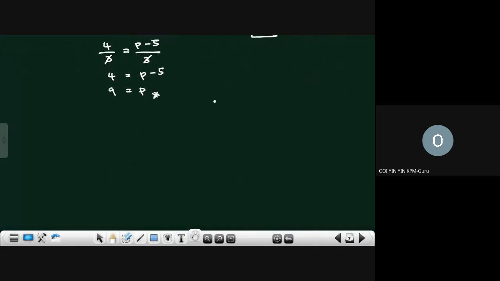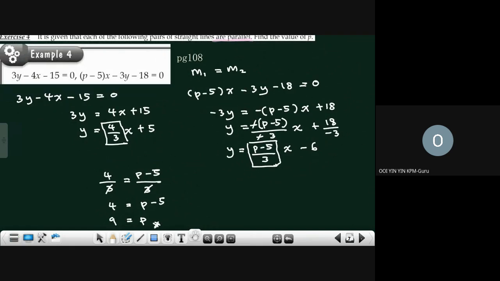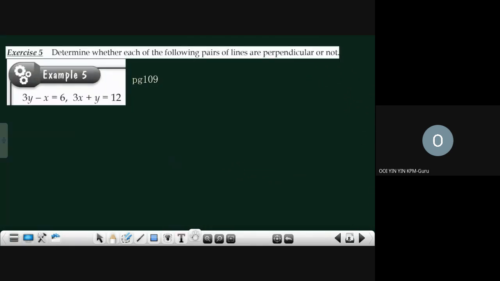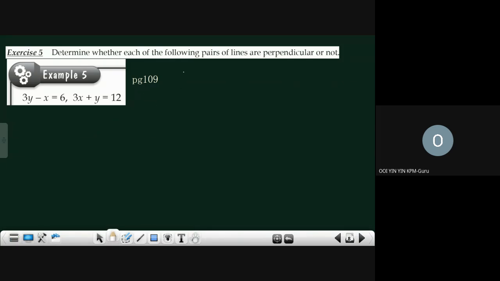Okay, this is about the two lines that are parallel. Now we move to two lines that are perpendicular, the properties. You remember the property of two perpendicular lines: your m1 when multiplied with m2 will equal negative 1. Keep this in mind. This is the property for perpendicular lines.